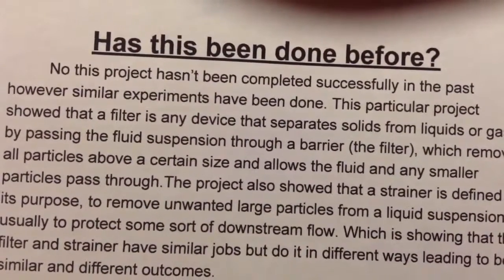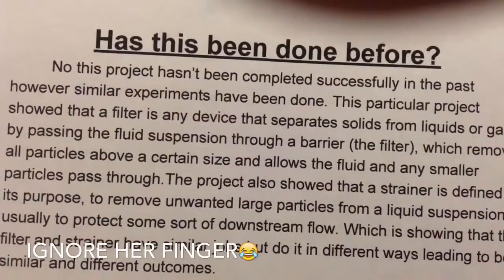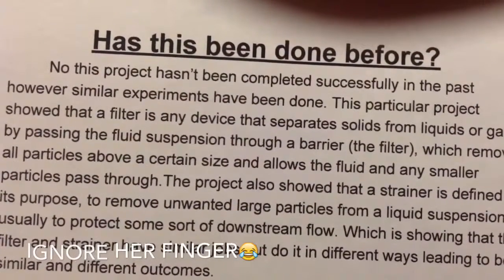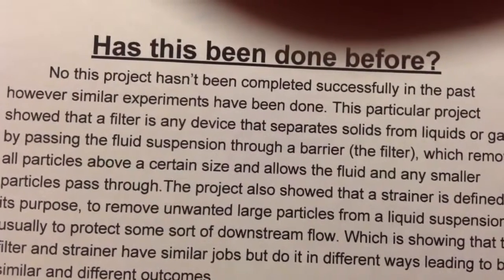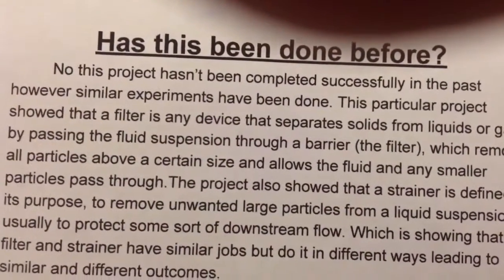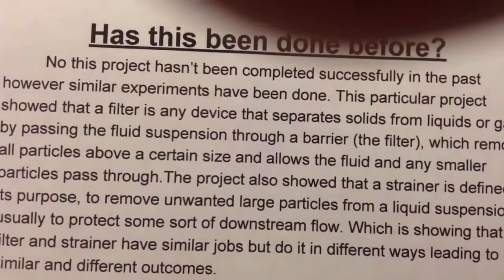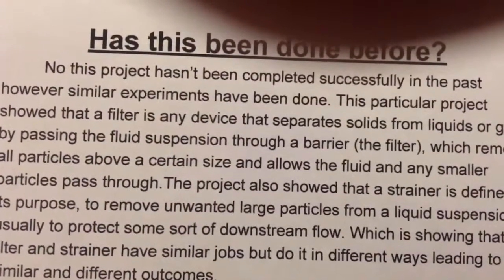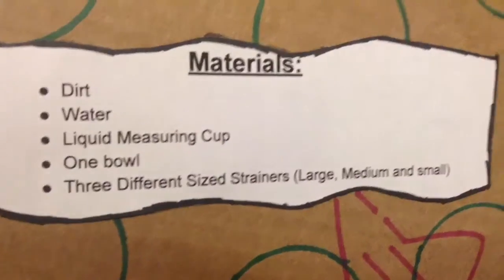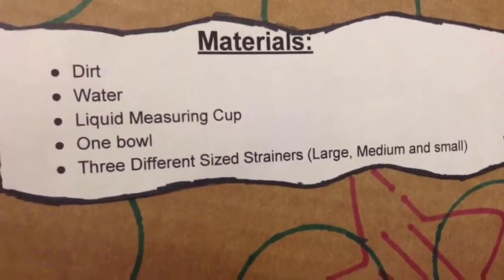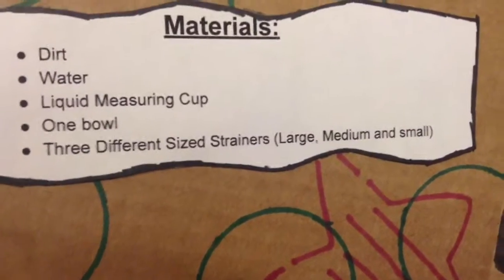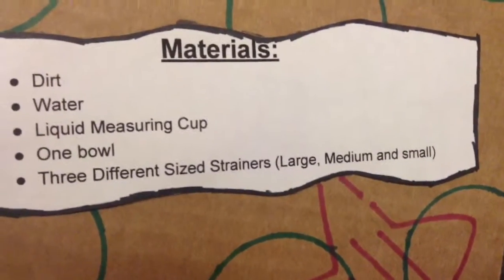The project also showed that a strainer is defined by its purpose to remove unwanted large particles from a liquid suspension, usually to protect some sort of downstream flow, which is showing that the filter and strainer have similar jobs but do it in different ways, leading both to similar and different outcomes. The materials that we use for our prototype are dirt, water, liquid measuring cups, one large bowl, 3 different size strainers that are large, medium, and small.